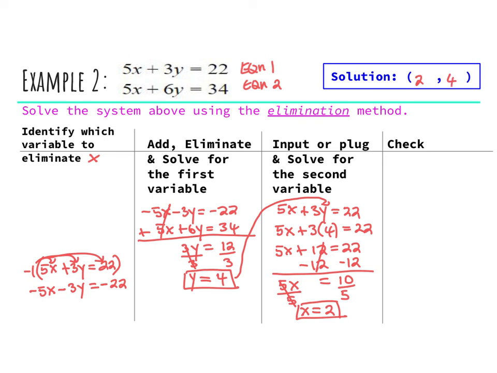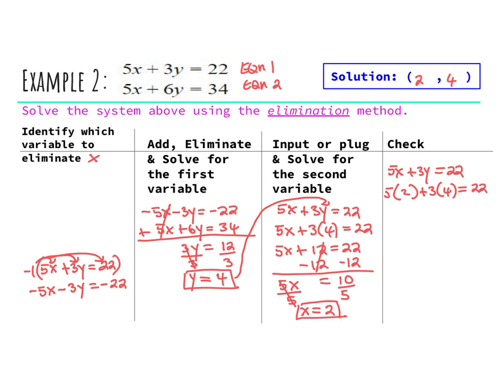We can do a check to see if this answer is correct. So I can use either equation to do my check, but I'm going to use the first equation because once again the numbers are smaller in that equation. So copying equation 1, we have 5x plus 3y equals 22. Plugging the values of x and y in this equation, we have 5 times 2 plus 3 times 4. And we're going to check to see if that gives us 22.